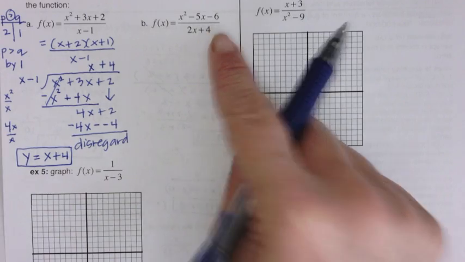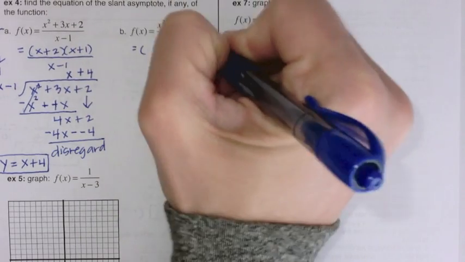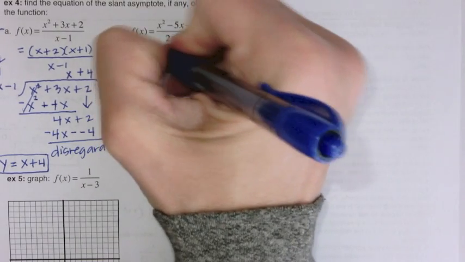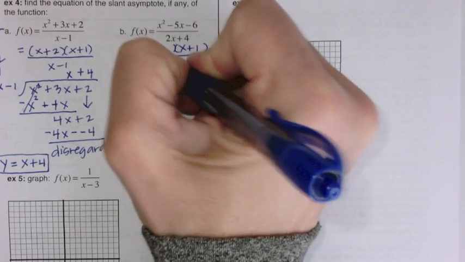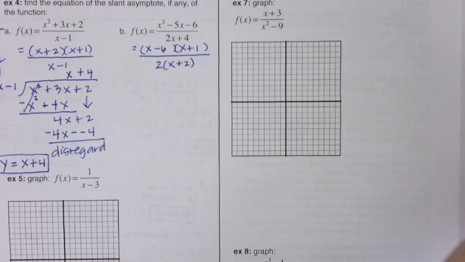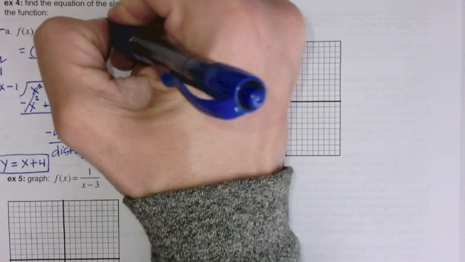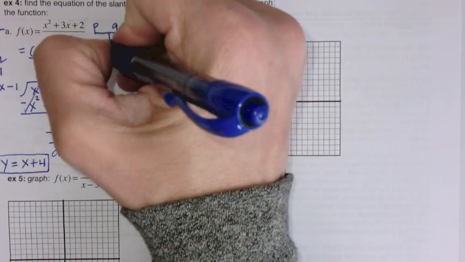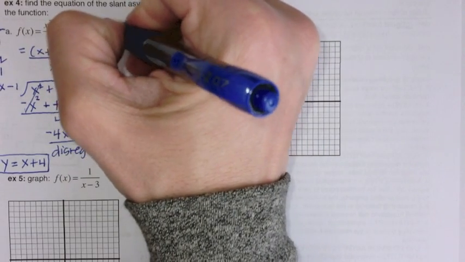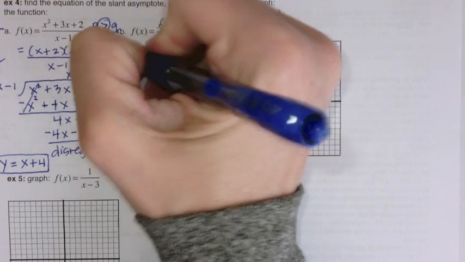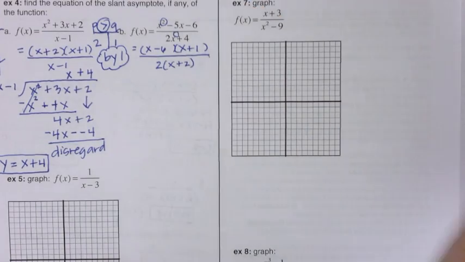It says find the equation of the slant asymptote. Again, we always are doing our factoring just to check. So x minus 6, x plus 1, all over 2 times x plus 2. So none of those can cancel. If I do p and q for this one, p is 2, q is 1. So we're talking about the degree, or the highest power, there. And so p is greater than q by 1. That means it's going to be a slant.